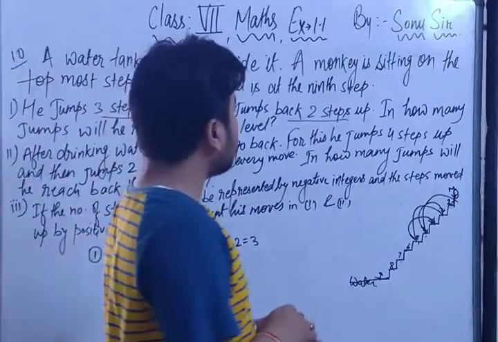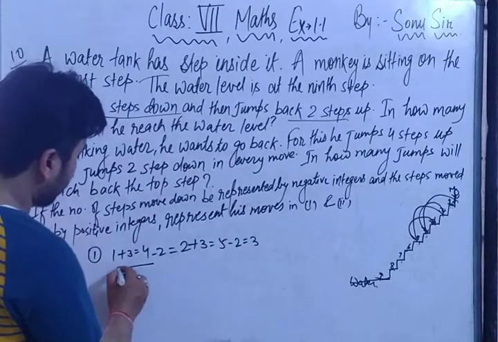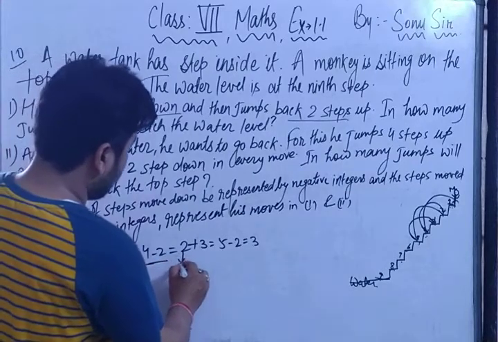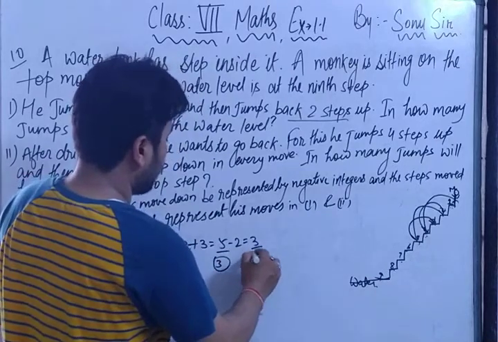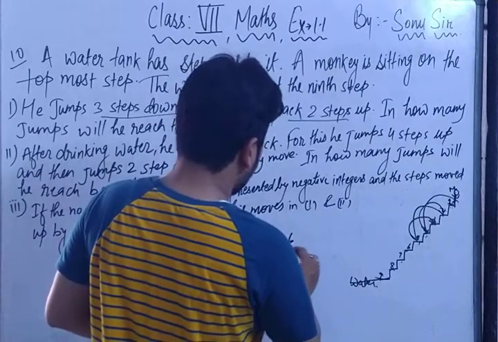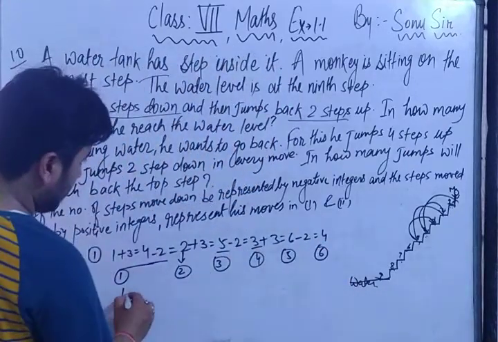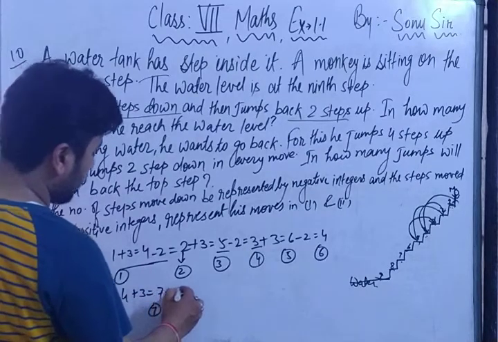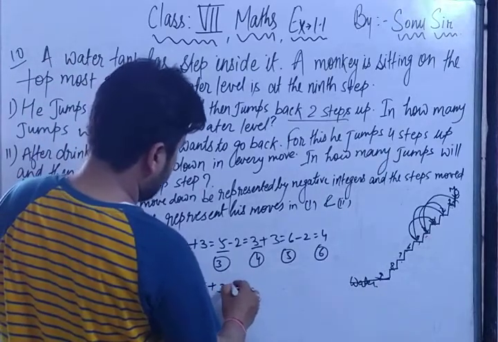How will you know? First step means you have to just do 2 plus 3 and minus 2. This is your first step. See, this is the first step. This is the second step. This is the third step. This is the fourth step. Again plus 3, so it will become 6. This is the fifth step. Minus 2 is equal to 4. This is the sixth step. And 4 plus 3 is equal to 7. This is the 7th step. 7 minus 2 is equal to 5. This is the 8th step. 5 plus 3 is equal to 8.